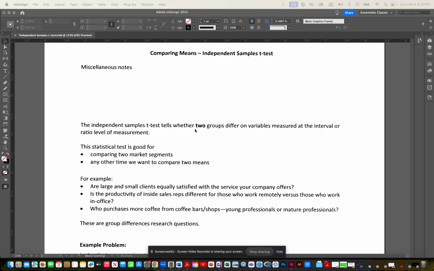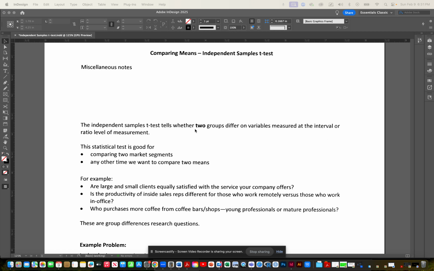Now, this test is good for marketing contexts because we compare two market segments a lot. And then there's also A/B testing, where, for example, we might use a different font or a different text color or a different image on a website or a web page, and we see how those pages do or how those ads do depending on what we use. And then really it's useful for any other time when we want to compare two means. So again, just two different groups. A few examples.